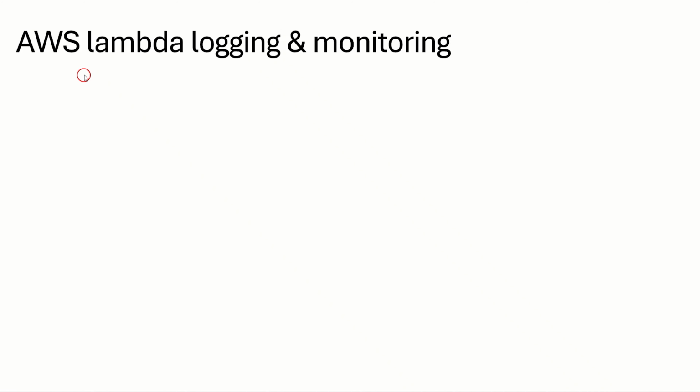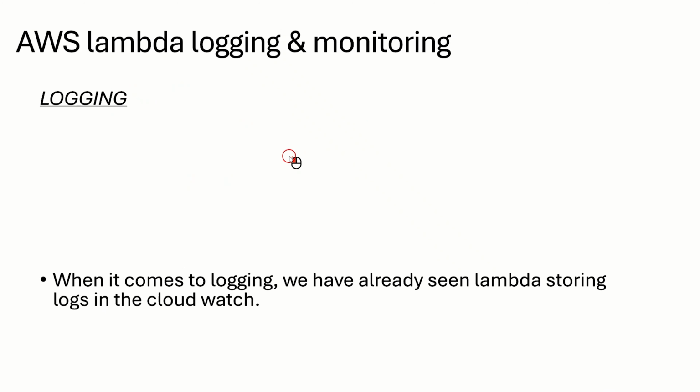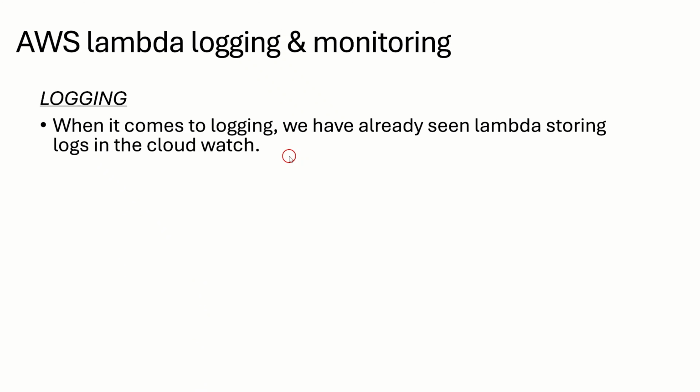Another important aspect is logging and monitoring. In the case of logging and monitoring, what are the different types of aspects or services there? I'm going to discuss that in this session. So the first thing is logging. In AWS Lambda, we know where we are logging our logs.